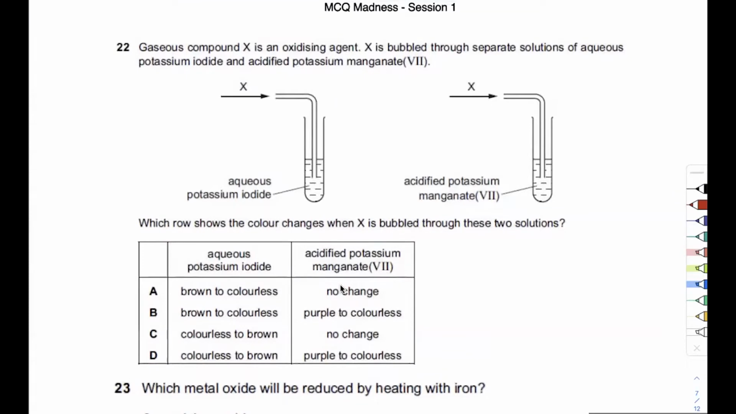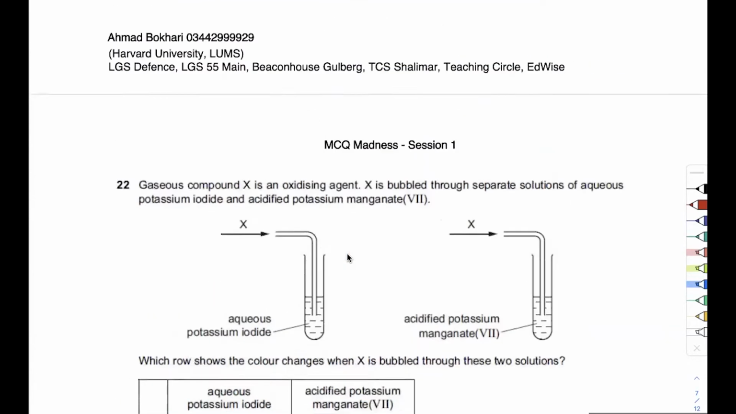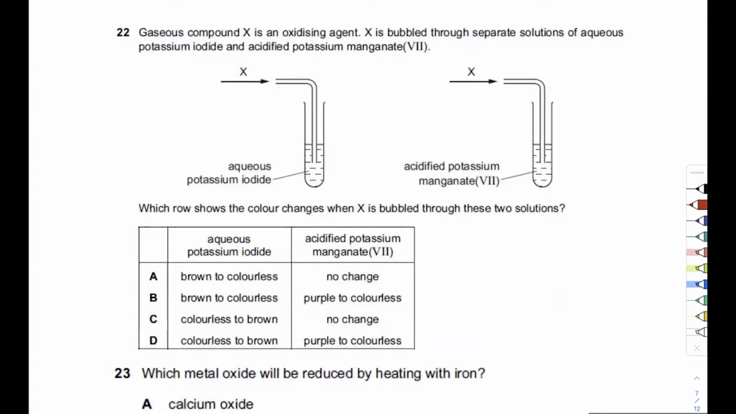So the answer to the previous one was A. Gaseous compound X is an oxidizing agent. X is bubbled through separate solutions of aqueous potassium iodide and aqueous potassium manganate. Now, why are these 2 compounds important? Because these are the redox agents in our syllabus. So we know that potassium iodide is a reducing agent and potassium manganate is an oxidizing agent. So if something reacts with a reducing agent, it's an oxidizing agent. If something reacts with an oxidizing agent, it's a reducing agent.